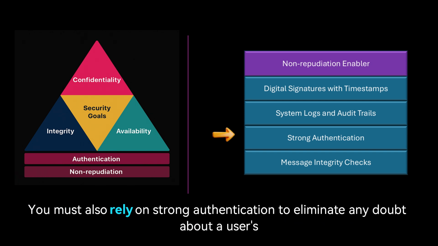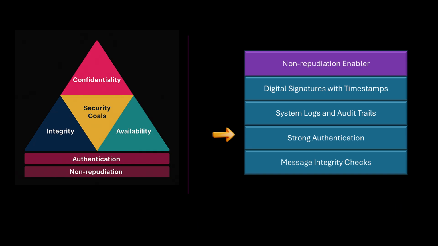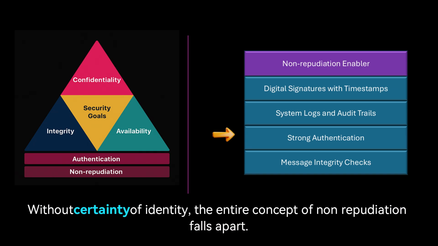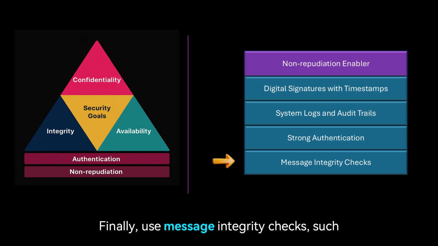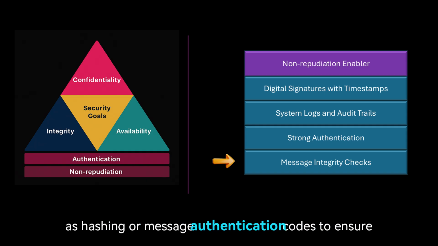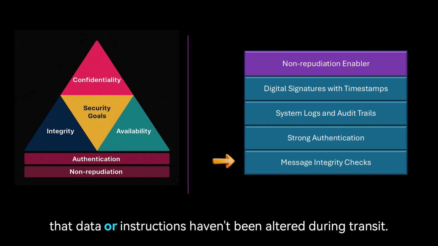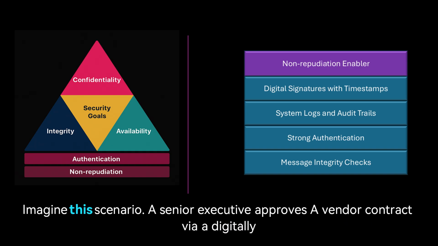You must also rely on strong authentication to eliminate any doubt about a user's identity. Without certainty of identity, the entire concept of non-repudiation falls apart. Finally, use message integrity checks, such as hashing or message authentication codes, to ensure that data or instructions haven't been altered during transit. Imagine this scenario.